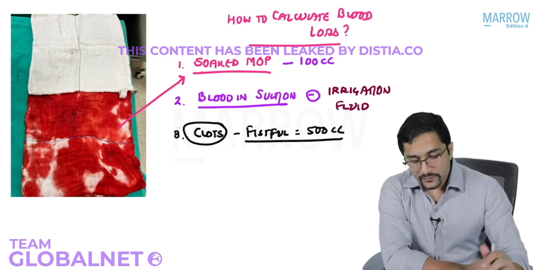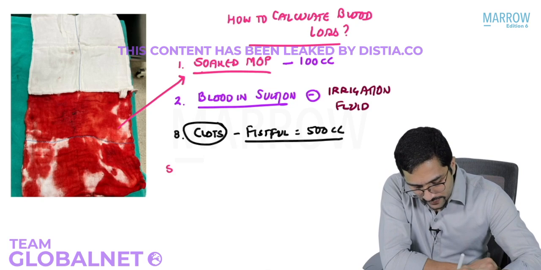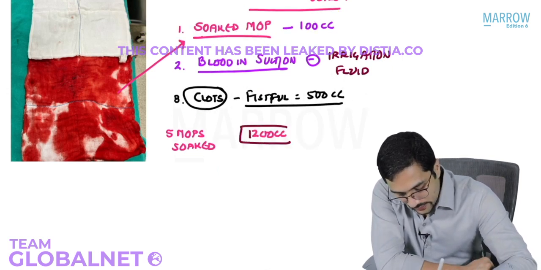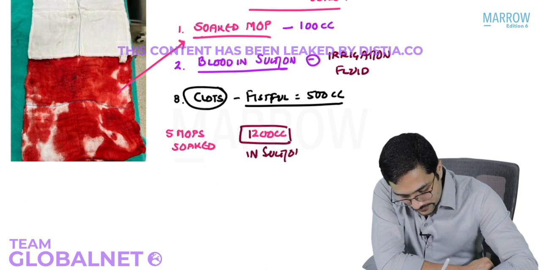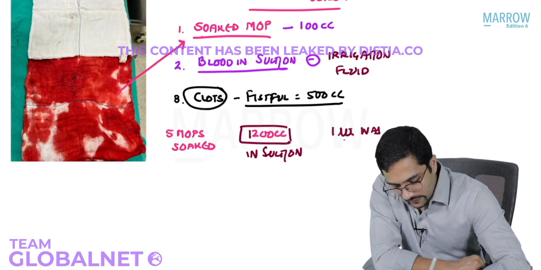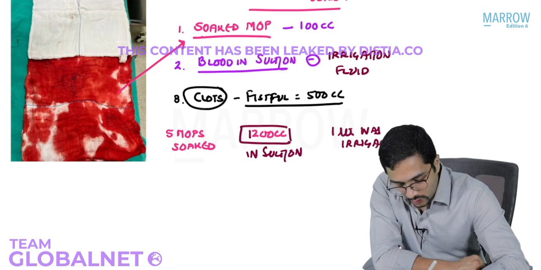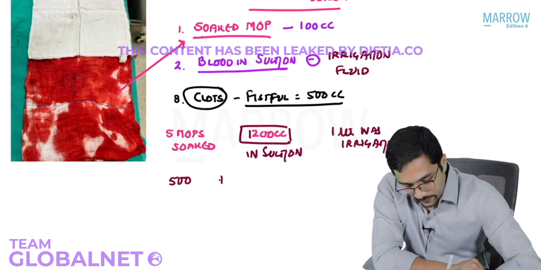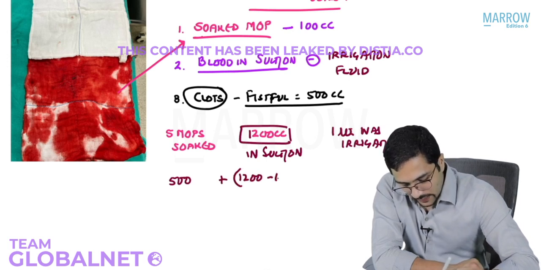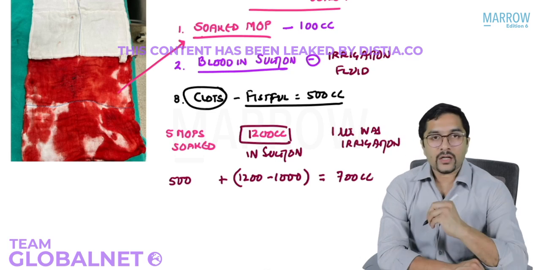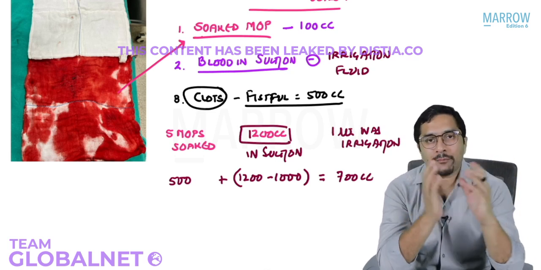Okay. For example, there were 5 mops which were soaked during surgery. There was 1200 cc in the suction, but 1 liter was irrigation fluid and no clots. So it is going to be 5 into 100, so 500 plus 1200 minus 1000. 1 liter was the irrigation fluid. So this is going to be 700 cc of blood loss. So this is how we calculate how much blood loss has happened in the theatre.